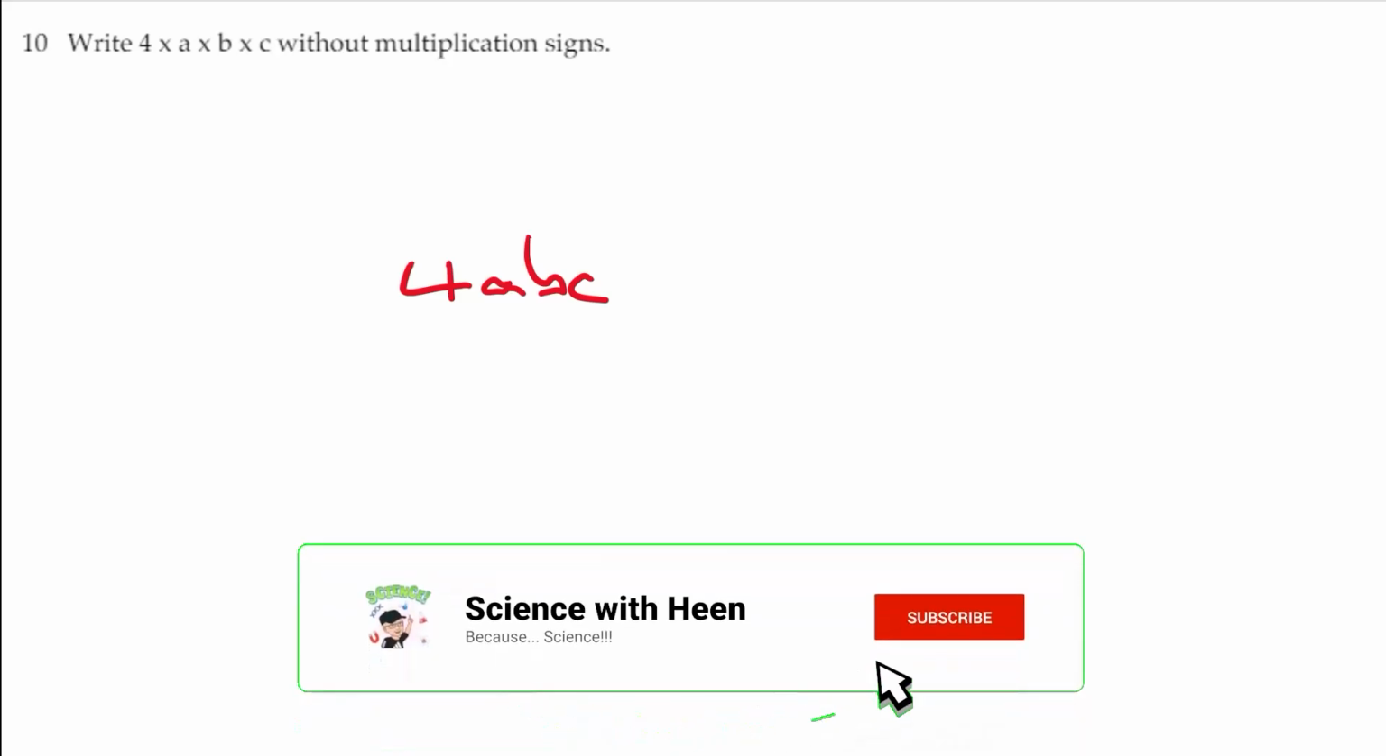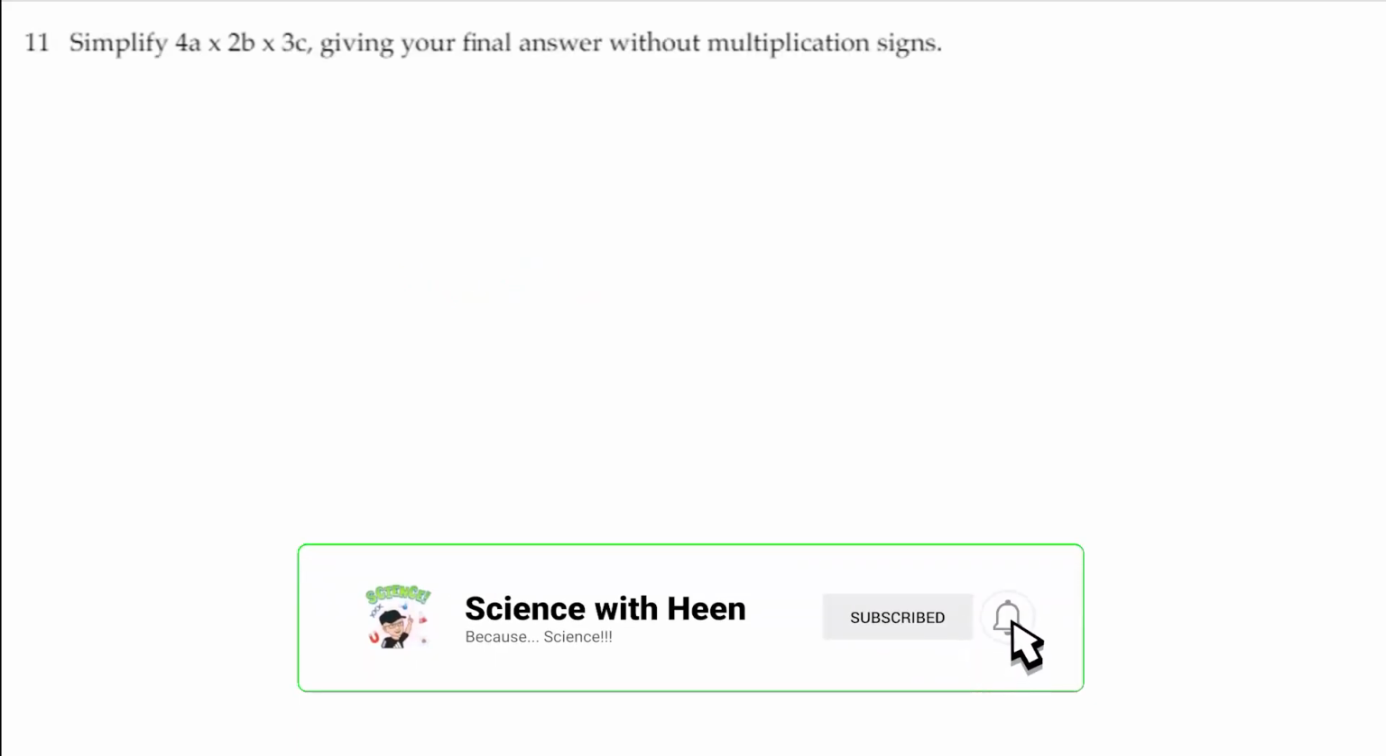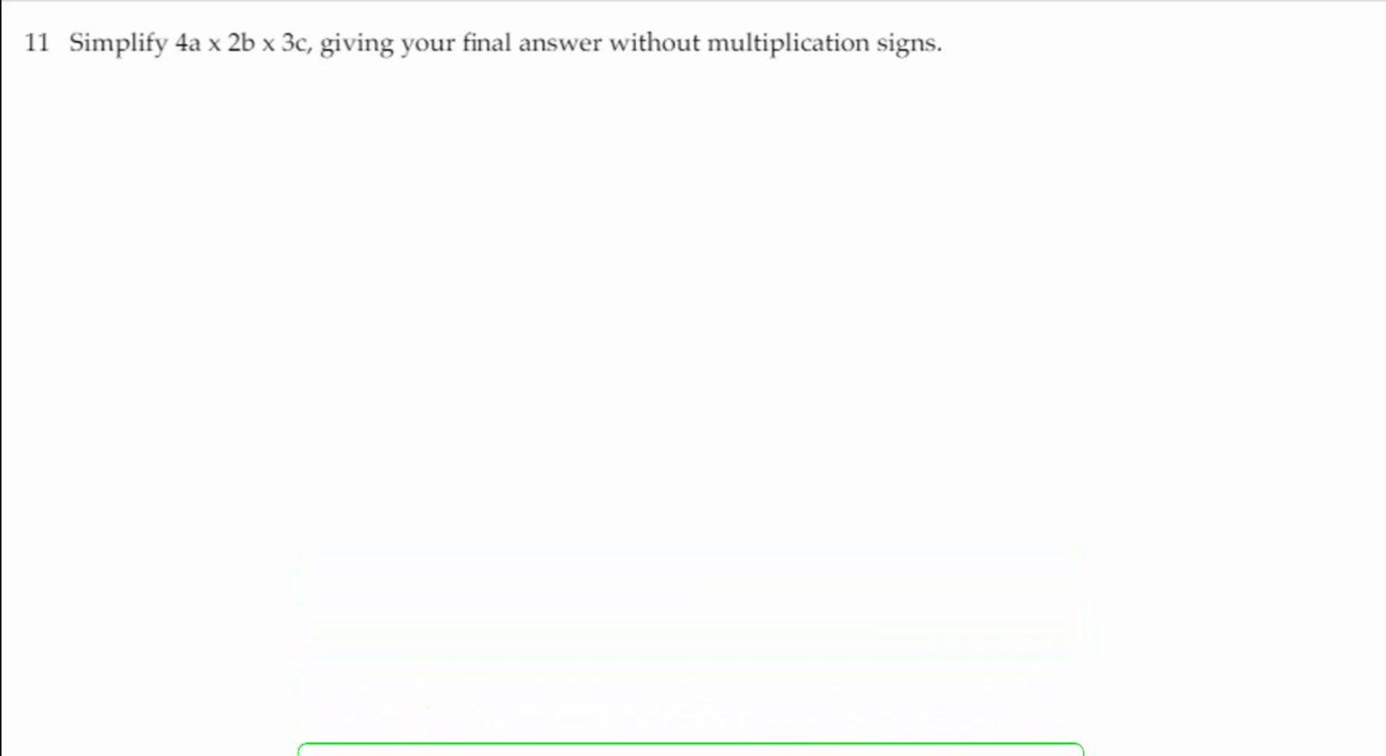And let's just go straight to the next one. Simplify, giving your answer without multiplication signs. Oh, the same thing, isn't it? So we're going to put all these things together. Now, letters, we put them together. So we're going to have ABC. Let's just write that down.